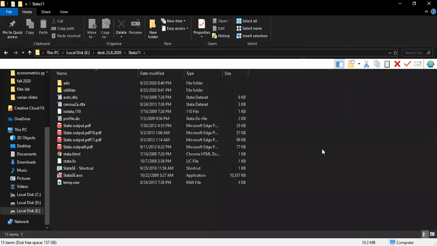On this computer, you click on the folder and you have all these files there. You just click on this Stata SE exe file, the executable file. Can you see my screen?